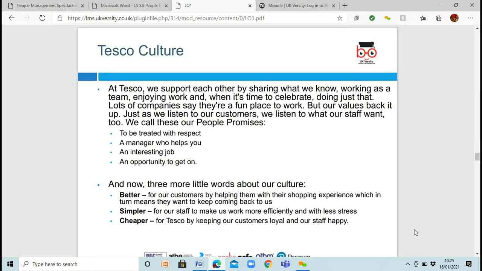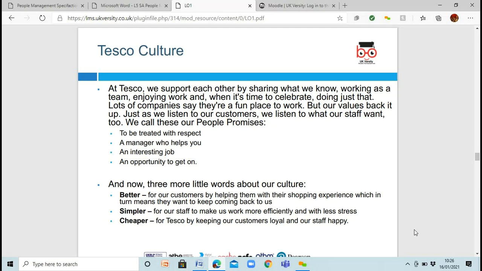Then we're going to look at where it says Tesco culture. So at Tesco, this is what they say: we support each other by sharing what we know, working as a team, enjoying work, and when it's time to celebrate, doing just that. Lots of companies say that they're a fun place to work, but our values back it up. Just as we listen to our customers, we listen to what our staff want too. So this is Tesco's business statement of how they listen to the staff and also to the customers.